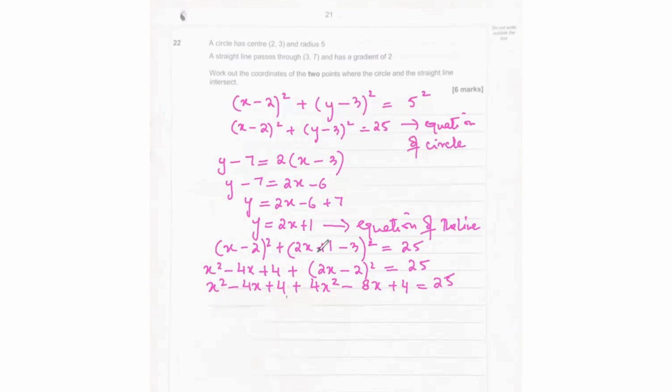Collect the like terms. x squared plus 4x is 5x squared. Minus 4x minus 8x is negative 12x. 4 plus 4 is 8, equals 25. You can bring the 25 to the other side. So 5x squared minus 12x plus 8 minus 25 equals 0. 5x squared minus 12x minus 17 equals 0.